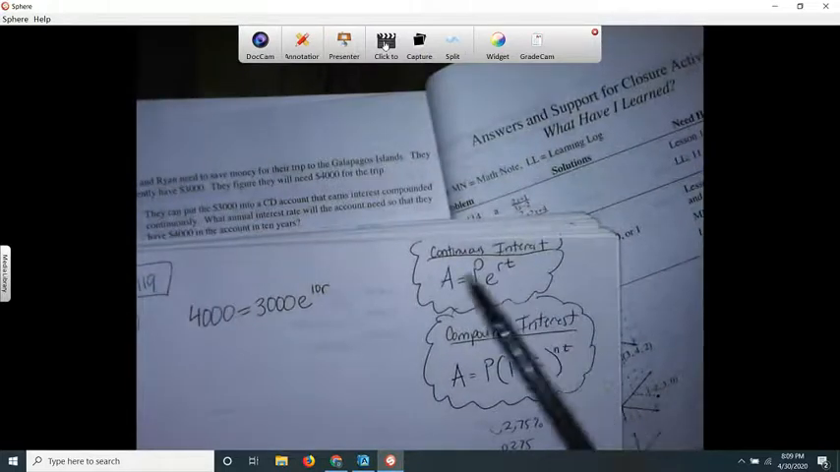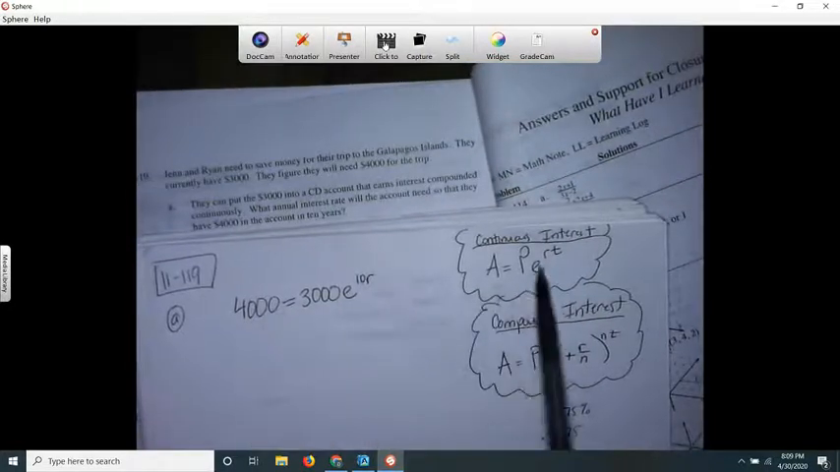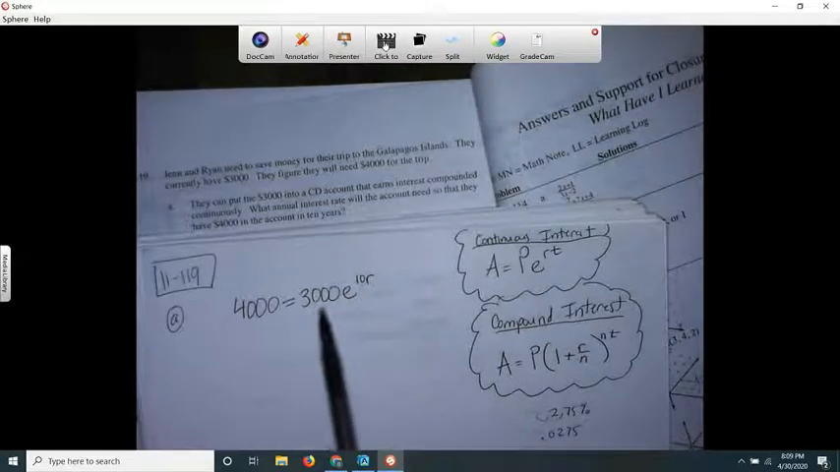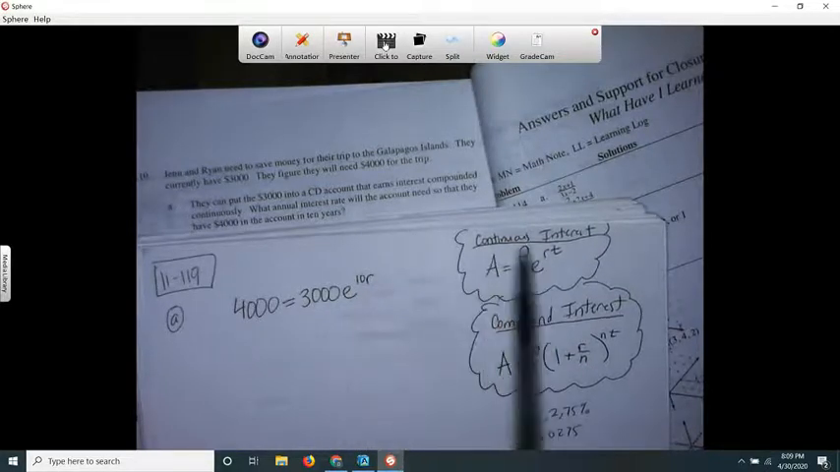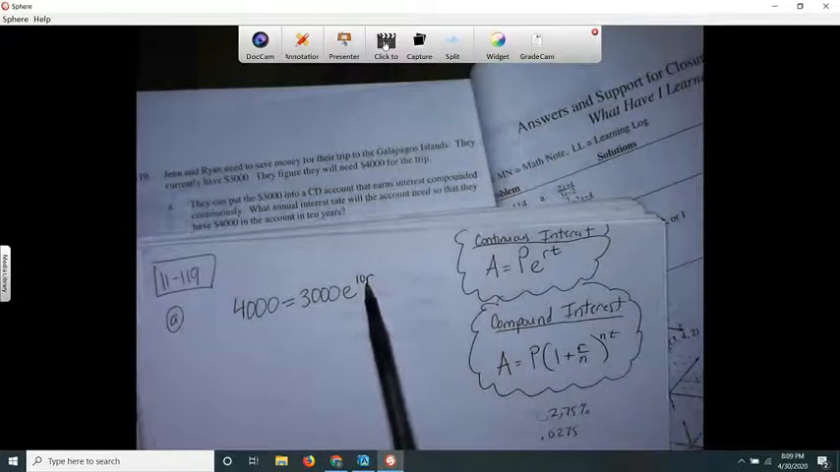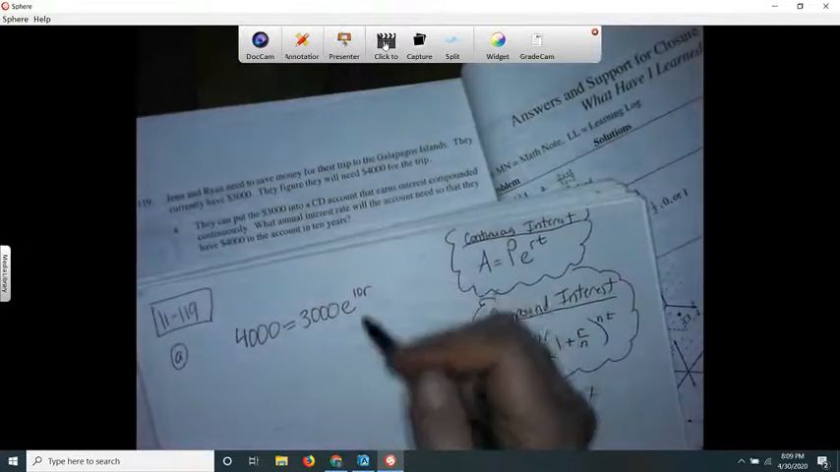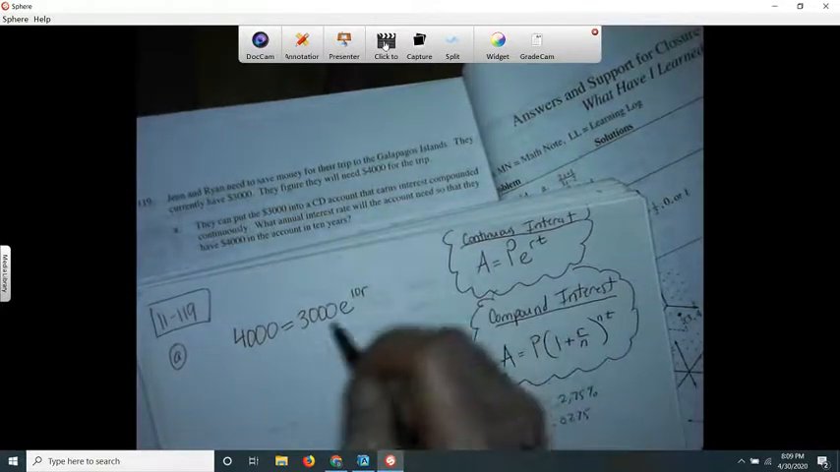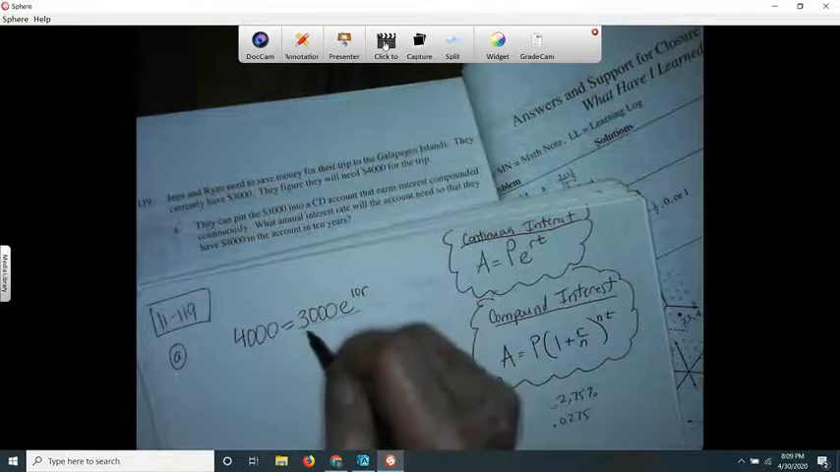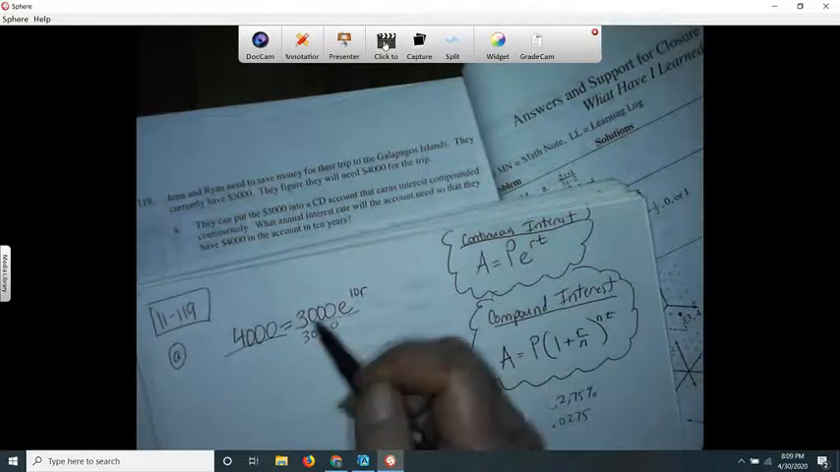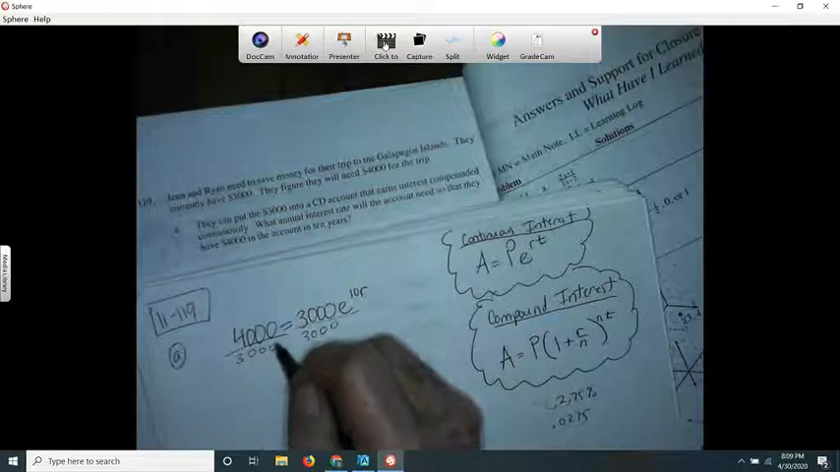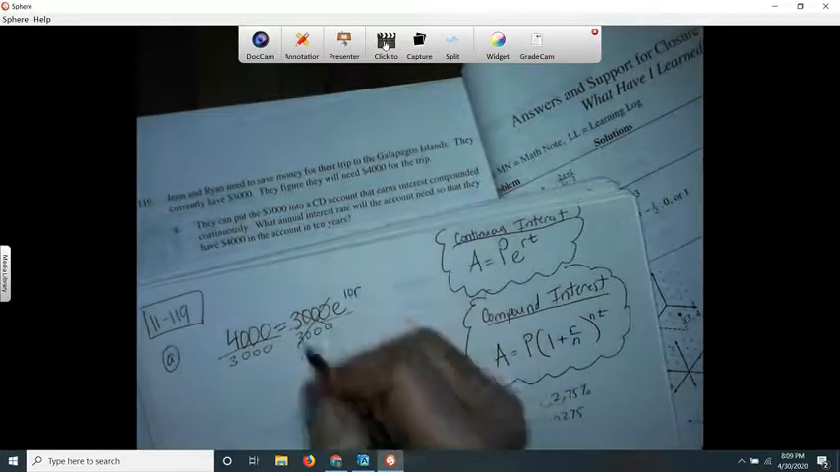So I got out my continuous interest formula, and this is the amount. So they're wanting the amount to be 4,000. The principal is how much you start with, and then e, and then we don't know what r is, but we put 10 in for the years. So we have to just do some algebra. We're trying to get r by itself so we can find out what the rate is. So just do stuff to both sides of the equation so you can get the r by itself.